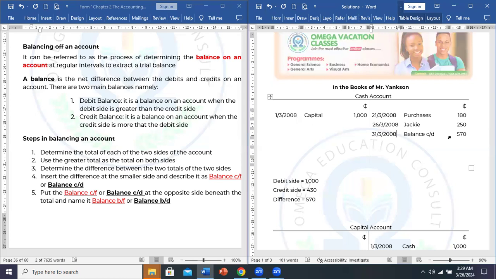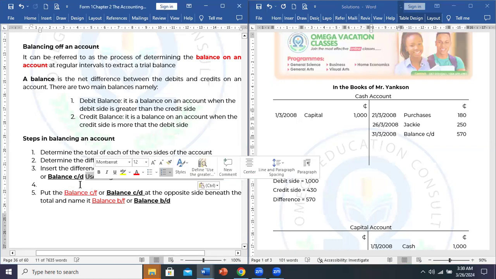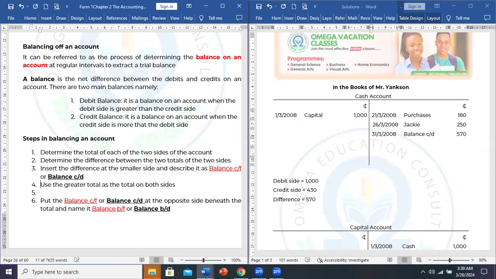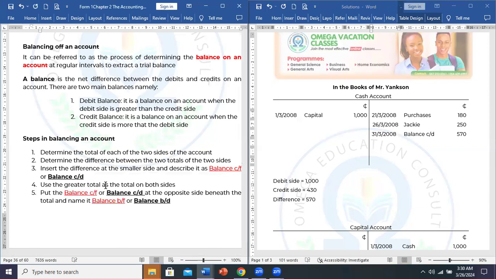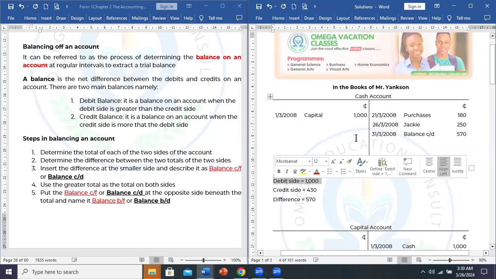After you have inserted your balance carried down, you can move on to the second step. I think I need to rearrange these steps. The second step should come after the fourth. So after inserting your difference, you now use the greater total as the total on both sides. Here the total, which is 1,000, the greater one, will be used as total on both sides.